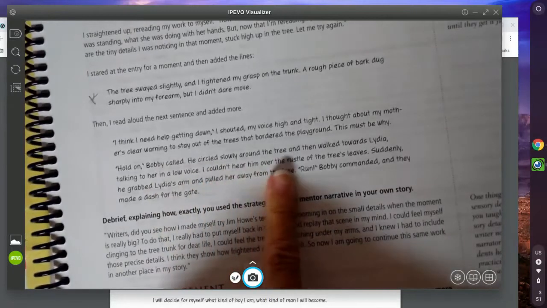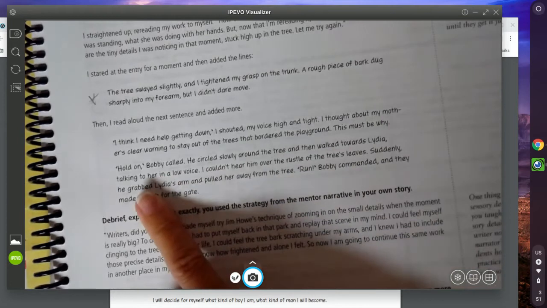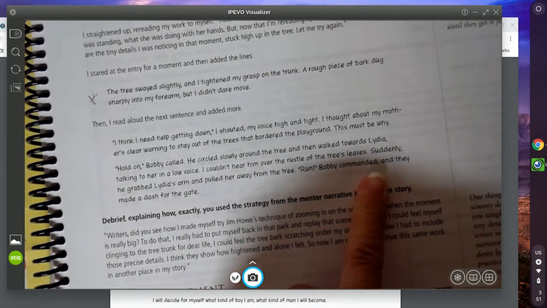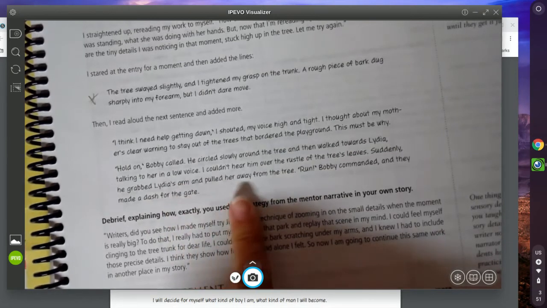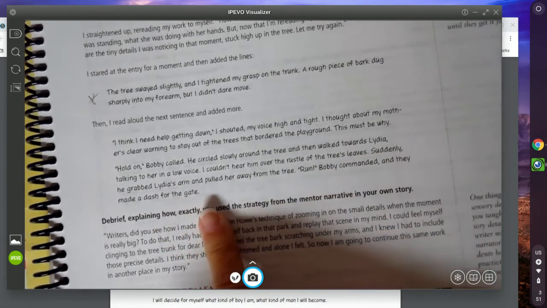He circled slowly around the tree and then walked towards Lydia, talking to her in a low voice. I couldn't hear him over the rustle of the tree's leaves. Suddenly, he grabbed Lydia's arm and pulled her away from the tree. "Run," Bobby commanded, and they made a dash for the gate.